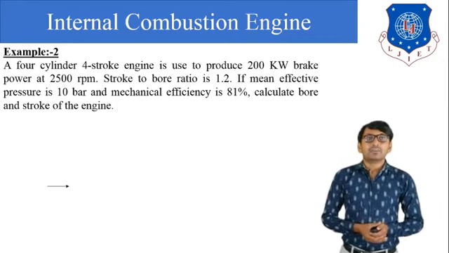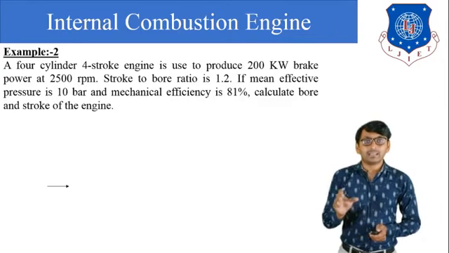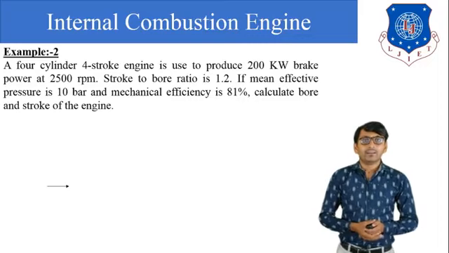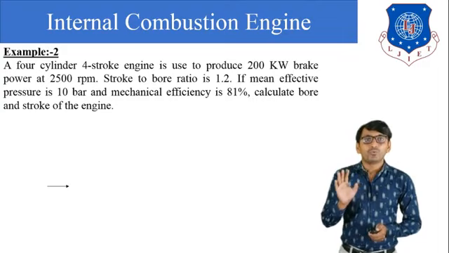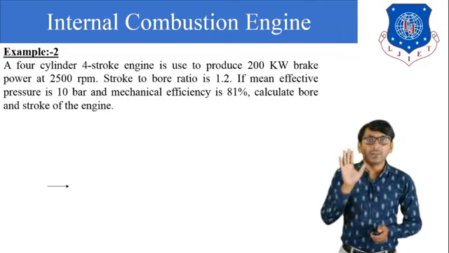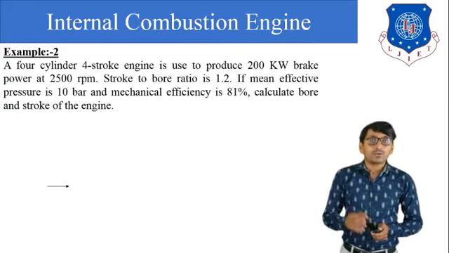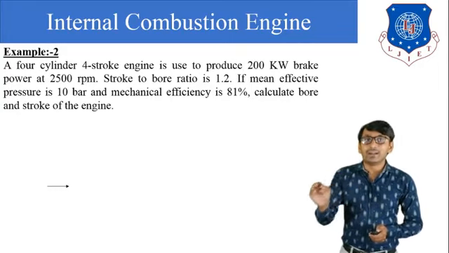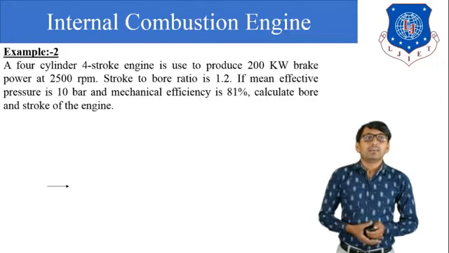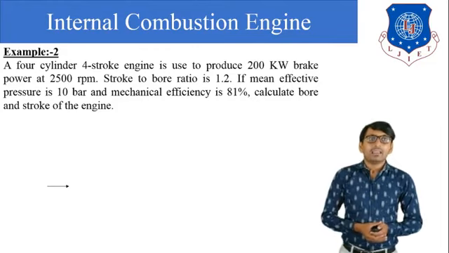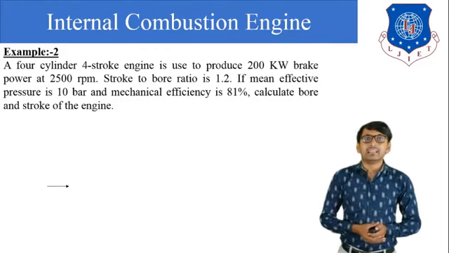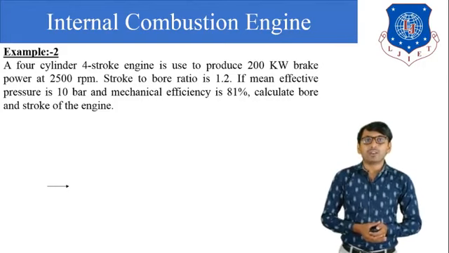Okay. At 2500 RPM, that is engine speed, and stroke to bore ratio is 1.2. What do you mean by bore? That is cylinder diameter. So stroke to diameter ratio, that is given 1.2. If mean effective pressure is 10 bar and mechanical efficiency is 81%, calculate bore and stroke of the engine.